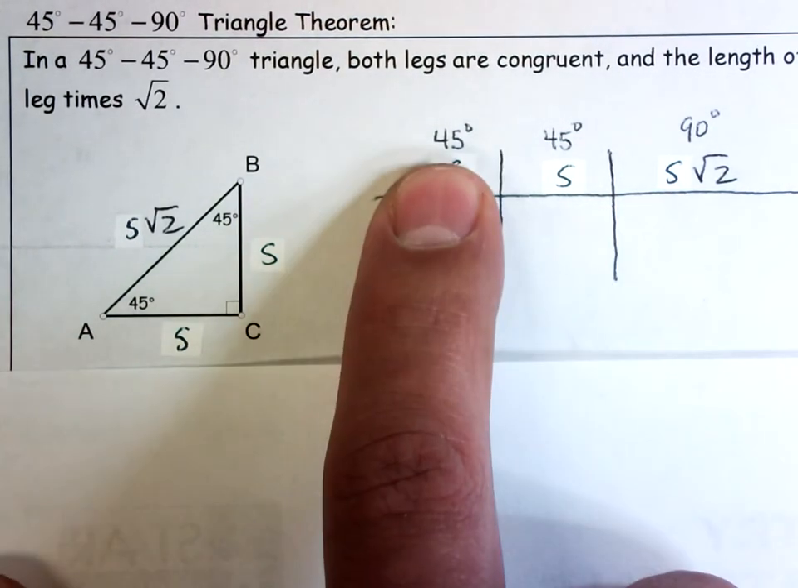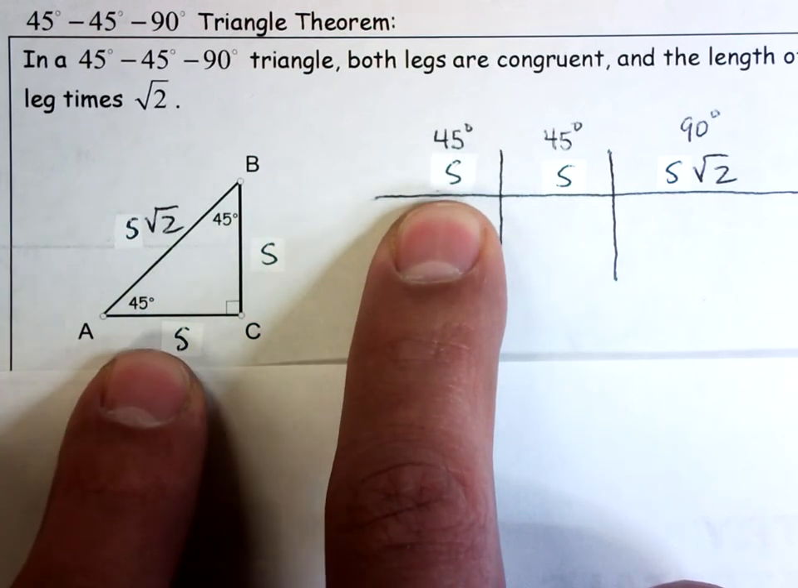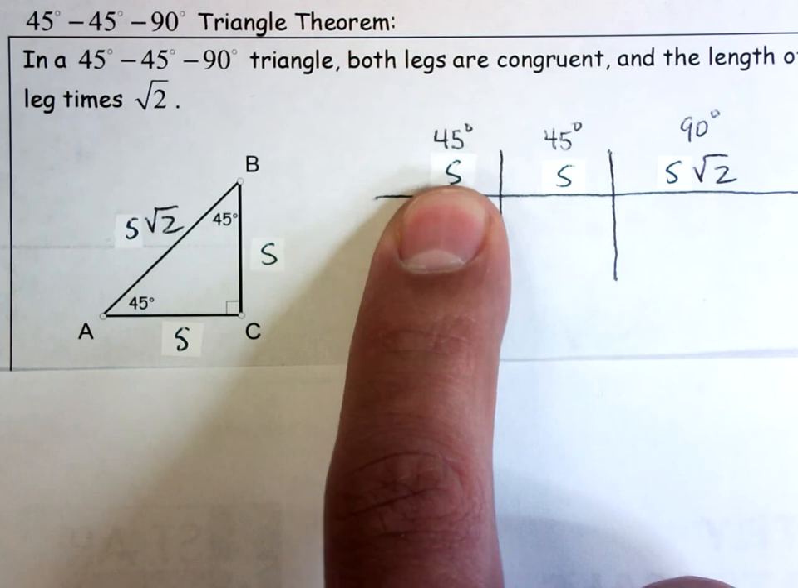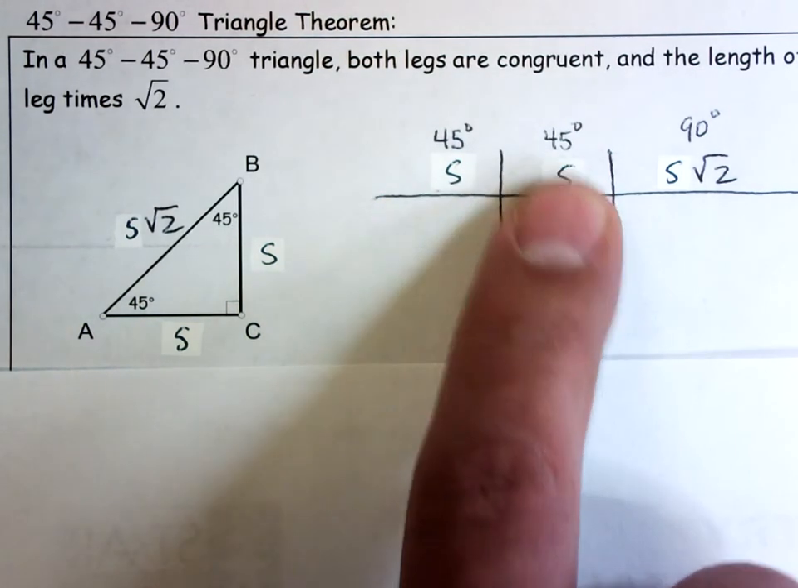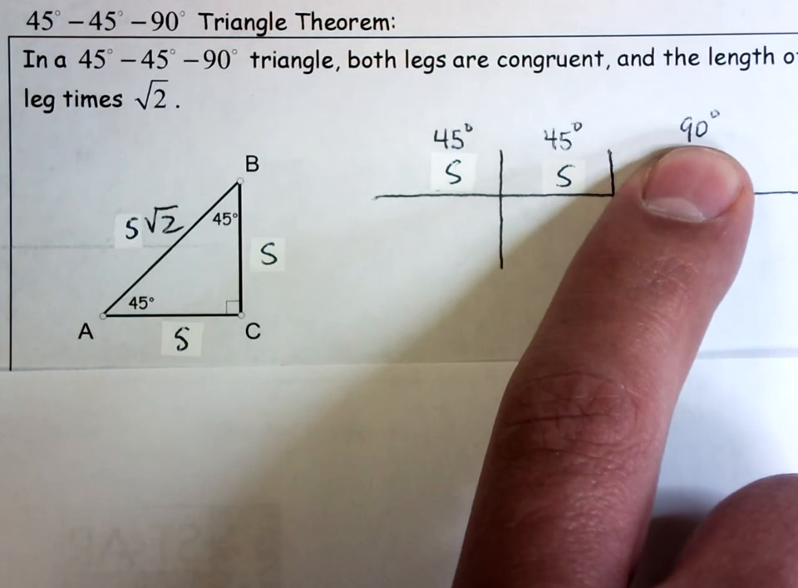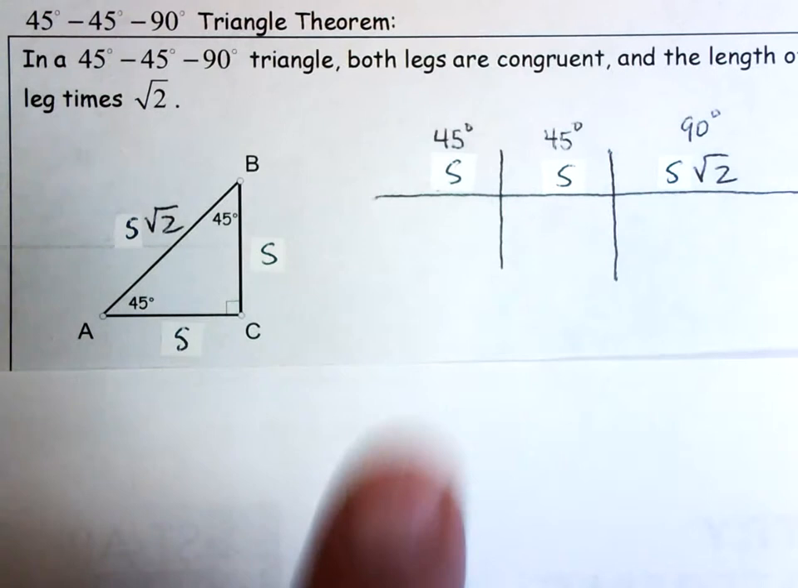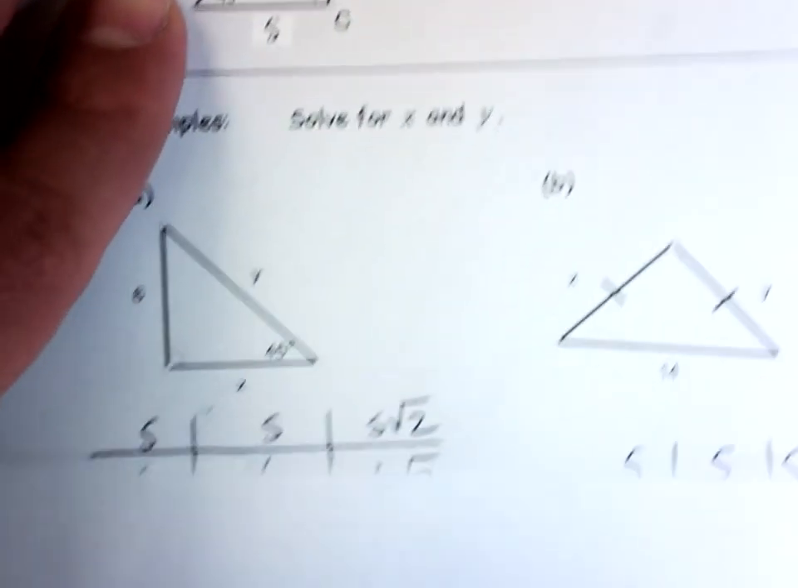The 45-degree angle opposite from that angle, we're going to call that side S. So this 45-degree angle goes with side S. The other 45-degree angle also goes with side S. And the side opposite the 90-degree angle, that's the hypotenuse. That's just S times root 2. So how are we going to use that? We'll use that right here in this picture.